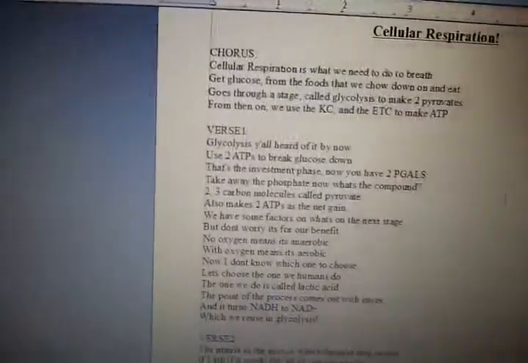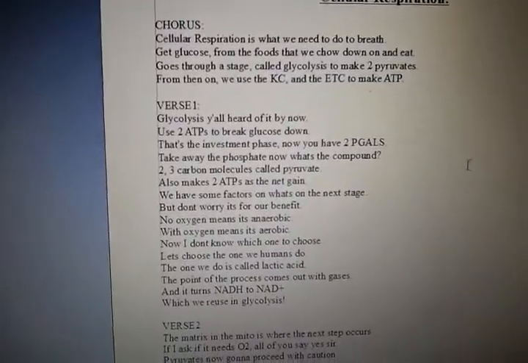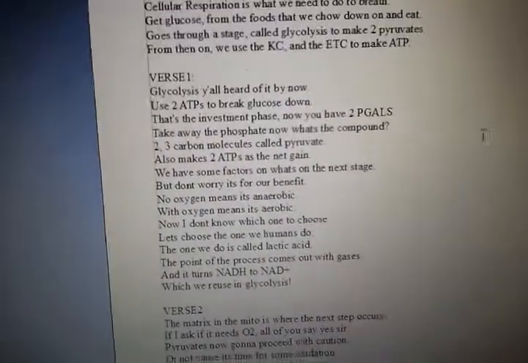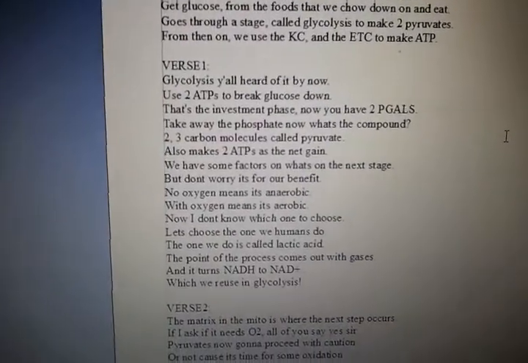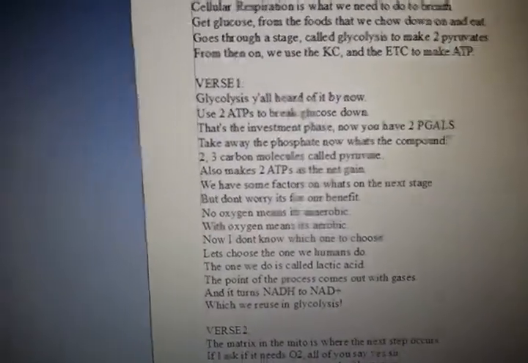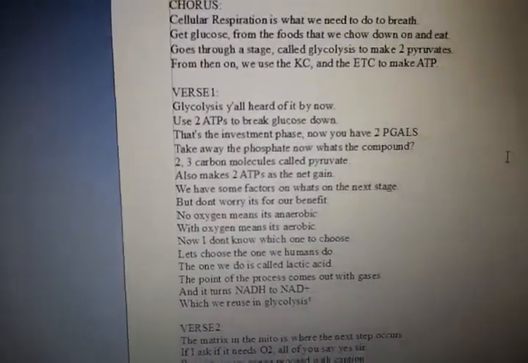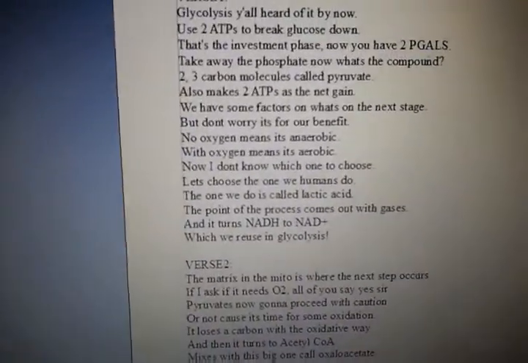Cellular respiration is what we need to do to breathe. Get glucose from the foods that we chow down on and eat. Goes through a stage called glycolysis to make two pyruvates. From then on we use the Krebs cycle and the ETC to make ATP.